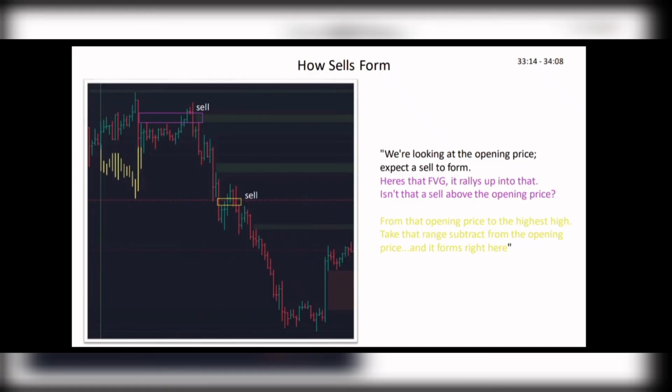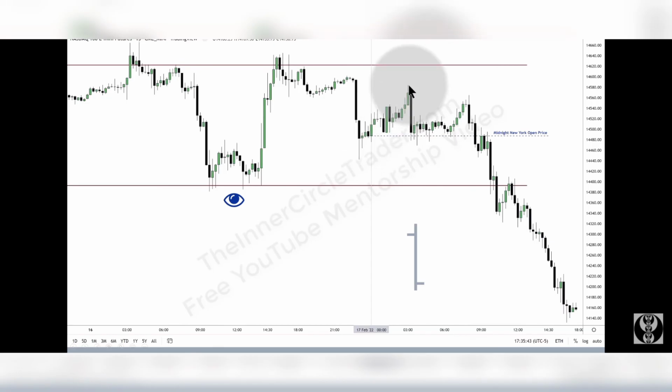From 33.14 to 34.08, this is how sells form. In this slide, I have projected the opening to the high, and I projected that down, and that is the area in where we can find sells. From that opening price to that high, that's the highest high. Take that range and subtract it from the opening price. That's about in this vicinity here.